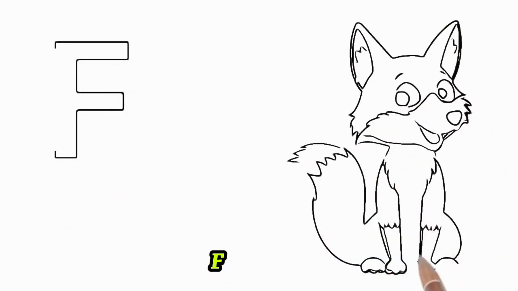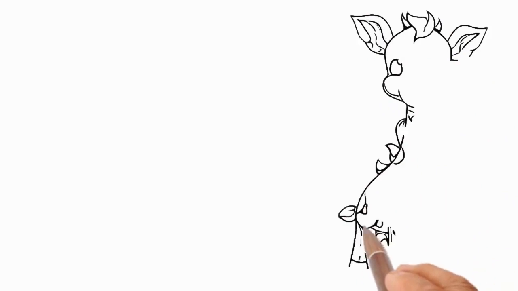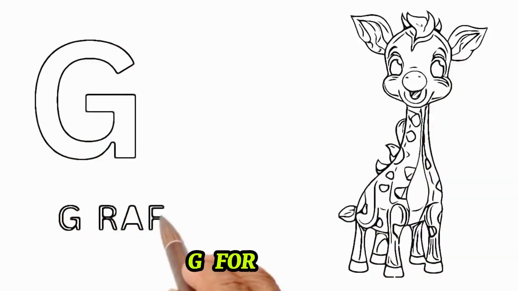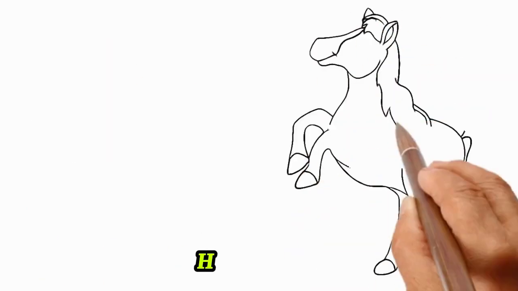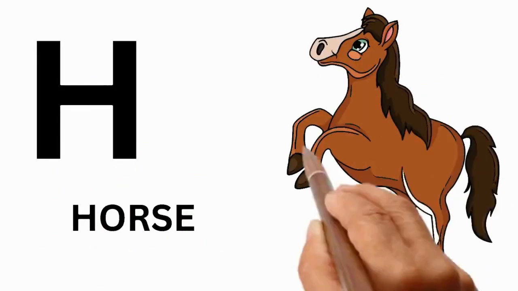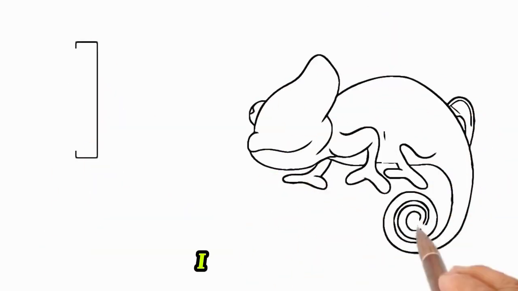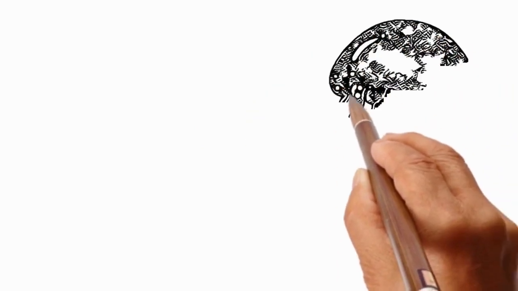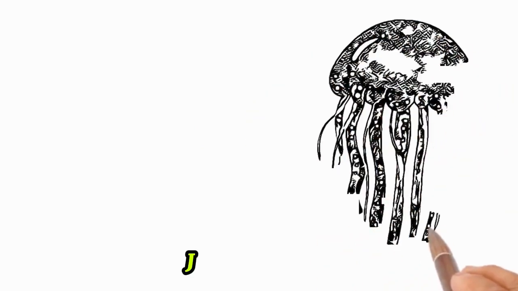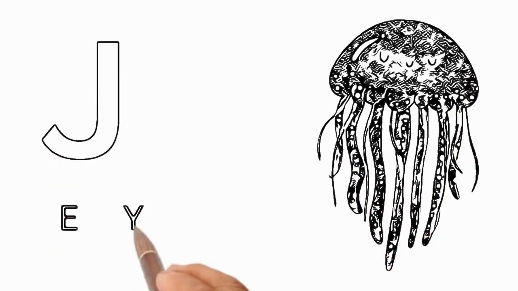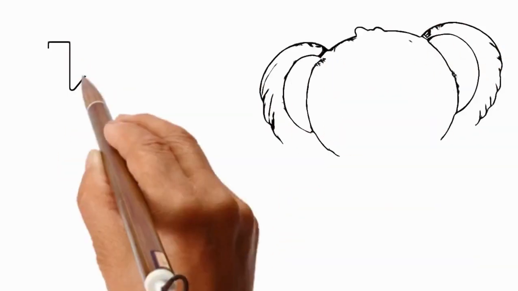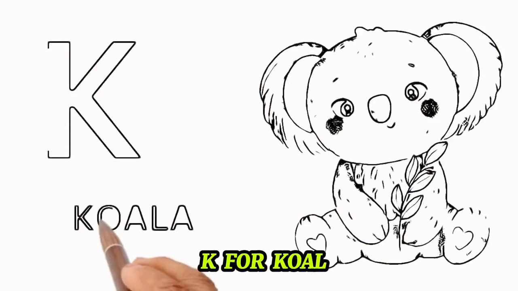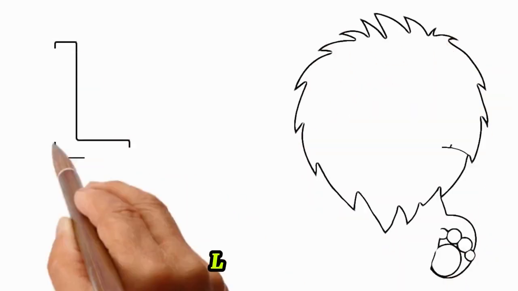F for fox. G for giraffe. H for horse. I for iguana. J for jellyfish. K for koala. L for lion.